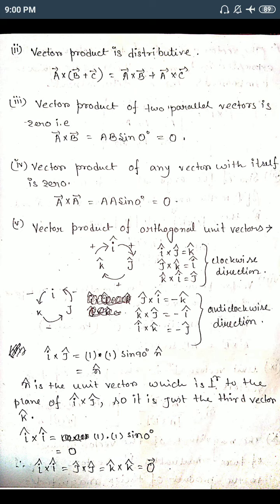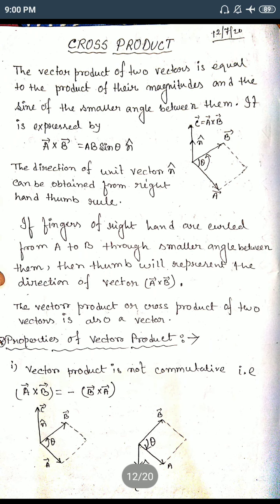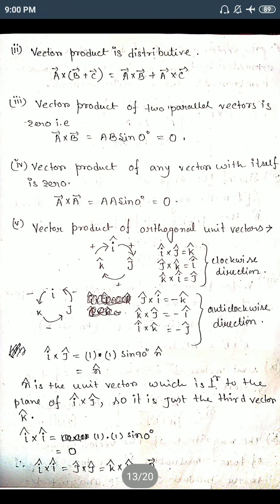But for J cross I, just opposite, the anti-clockwise direction, we get the third vector but in the opposite direction. So J cross I equals minus K hat. K cross J equals minus I hat. I cross K equals minus J hat. If the anti-clockwise direction is there, that is, if J cross I, K cross J, I cross K terms are there, then we can write the third vector but with the negative sign.